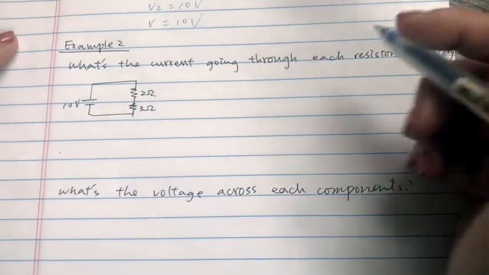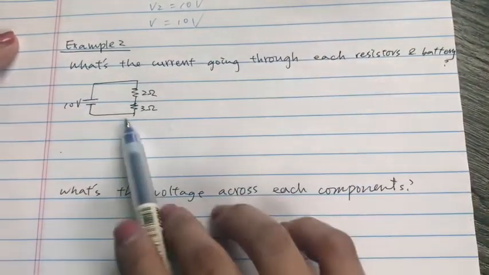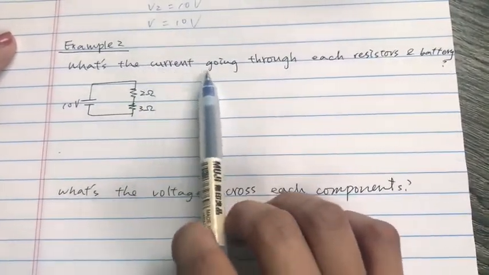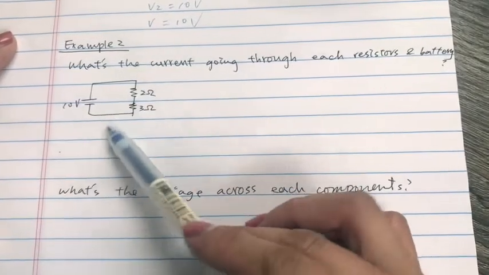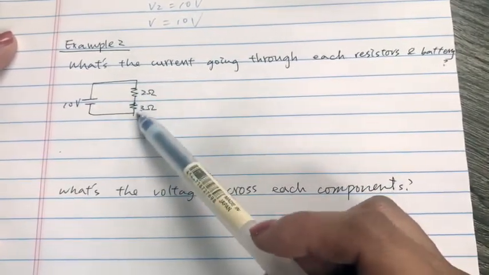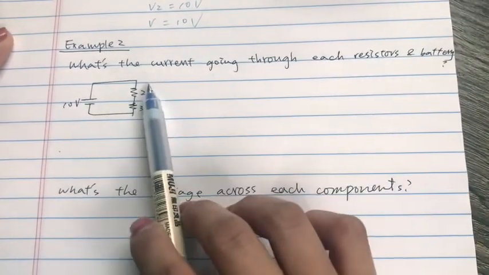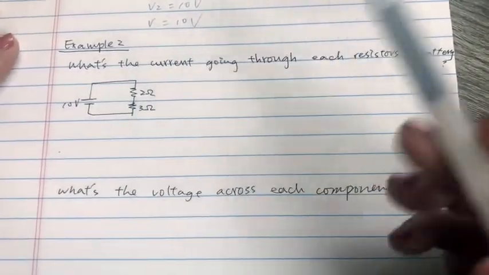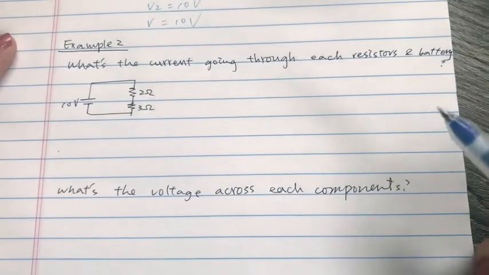In example 2, I want to analyze this circuit. It's the same question: what's the current going through each resistance and battery? But now there are two resistors, and they're connected in series. To analyze this question, I'm going to take a slightly different approach compared to the first example.